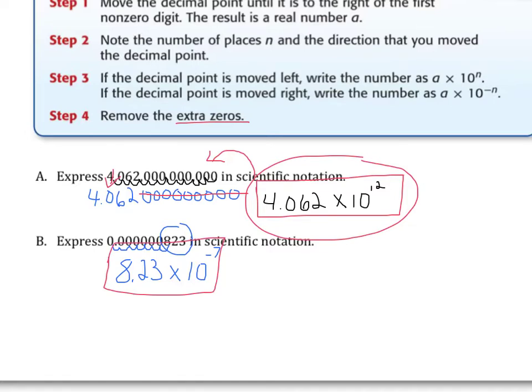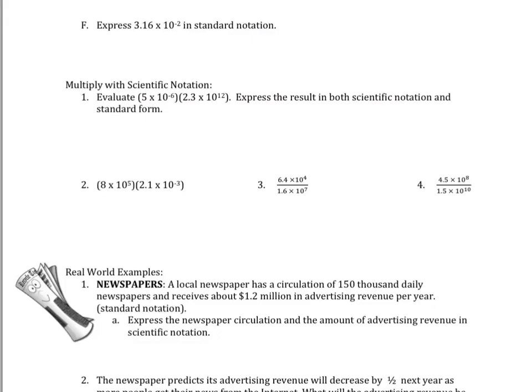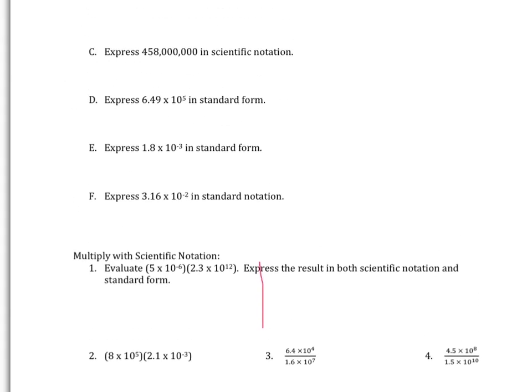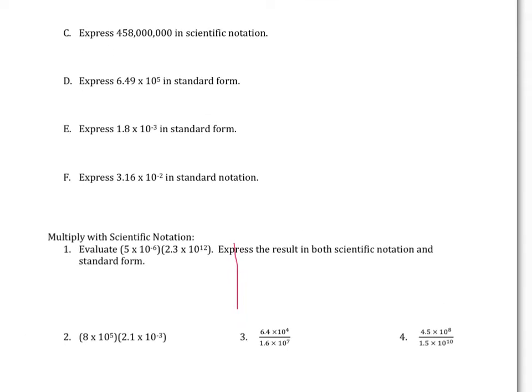Our answer here is called scientific notation, but the first number that we started with, we would call standard form, which we'll take a look at in a second. So let's flip over to the next page and see what you'll be able to do on your own. Example C is 458 million, and you need to write it in scientific notation.